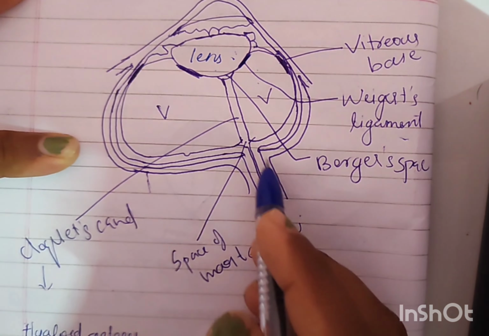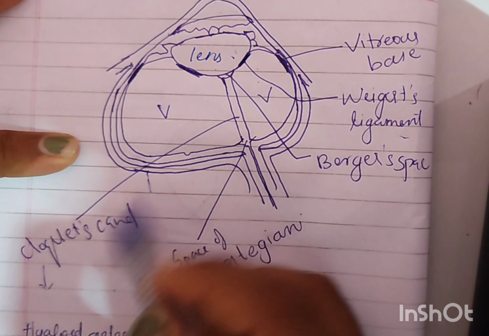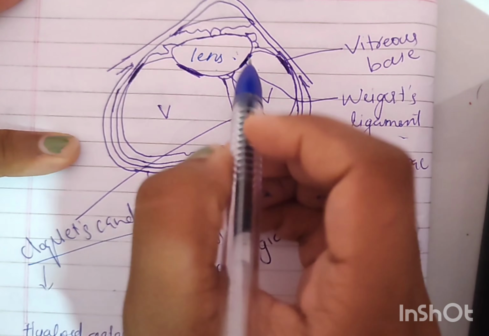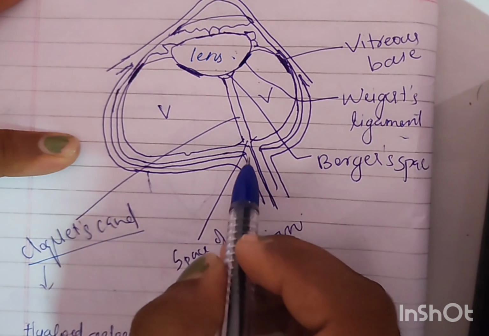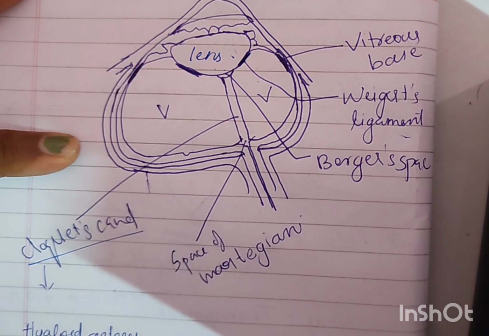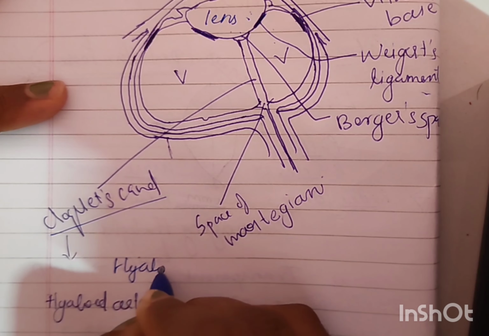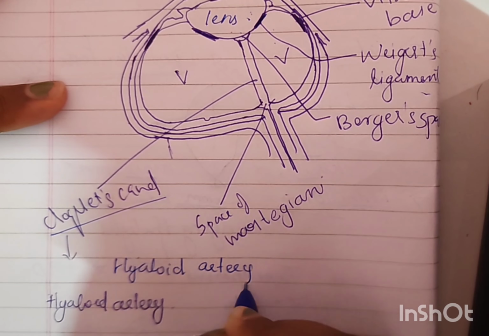The third one is a canal, which is Cloquet's canal. What do we mean by Cloquet's canal? It is a canal which connects the lens posteriorly and the optic disc anteriorly. What is the importance of Cloquet's canal? It is a space where the hyaloid artery lies.